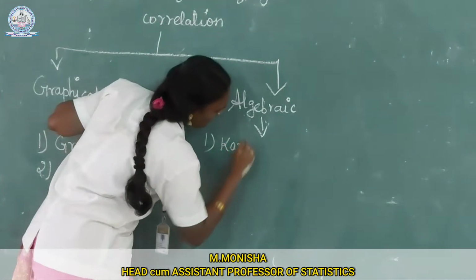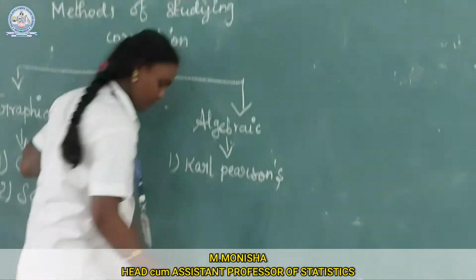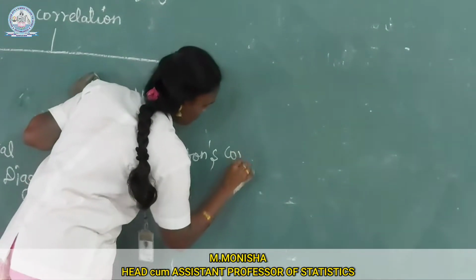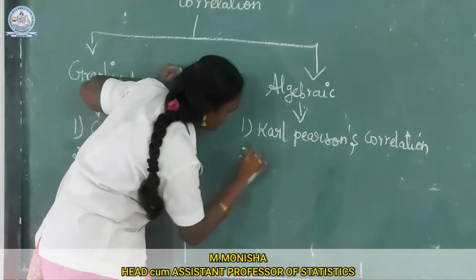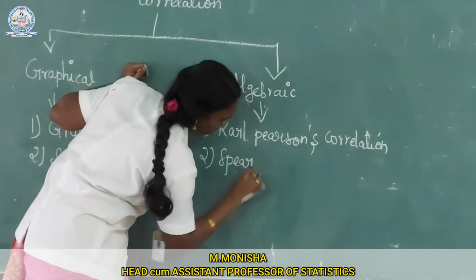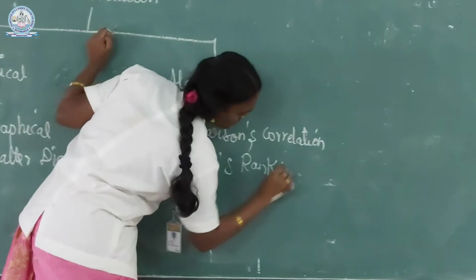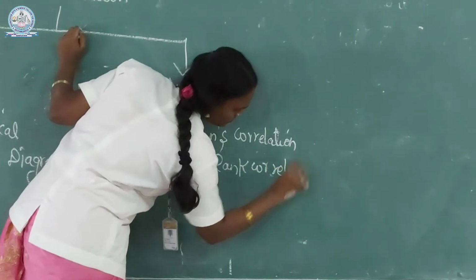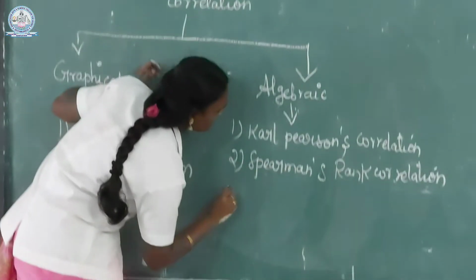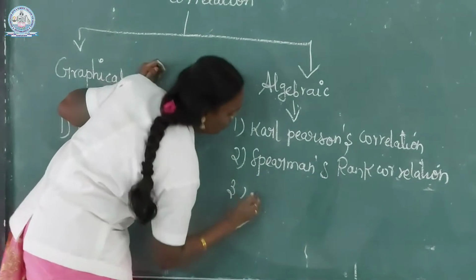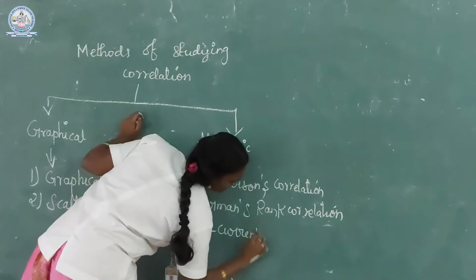First one is Karl-Pearson correlation coefficient. Second one is Spearman's rank correlation coefficient. Then the third one is concurrent deviation method.